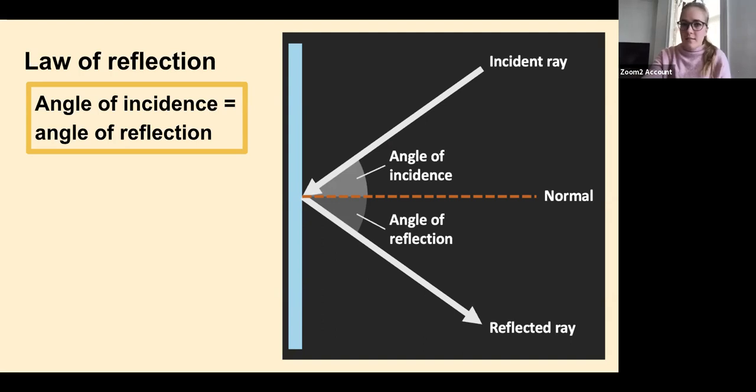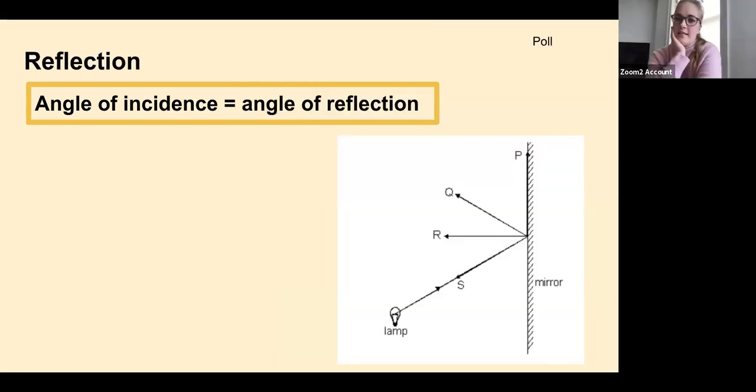So now I've got some more poll questions where you can use your knowledge of the law of reflection to answer. In this diagram, I've got a lamp and there is an incident ray coming from the lamp. Which of these rays, S, R, Q, or P, is showing the angle at which the reflected ray is going to travel? And there's also another one asking some more questions about the angle of incidence and angle of reflection. If I could have the next polls up, Ms. McKinley.